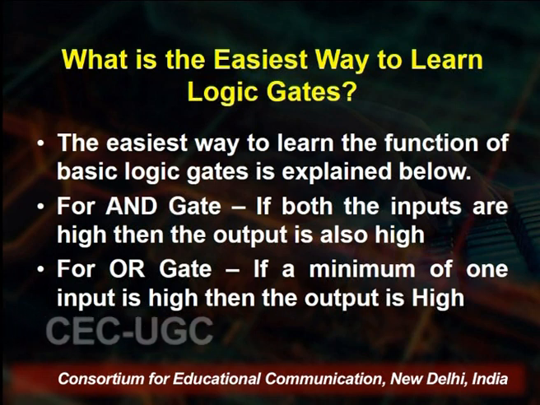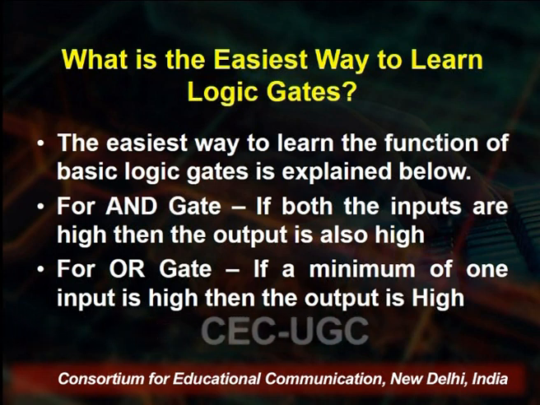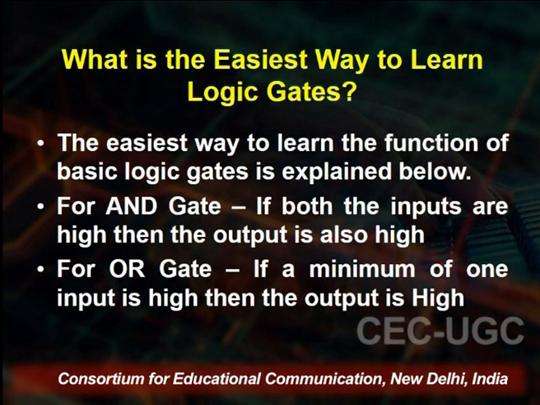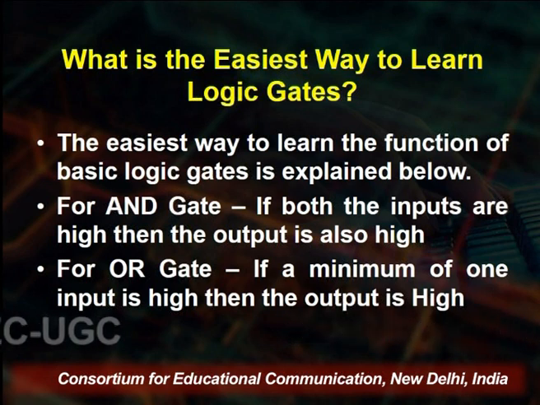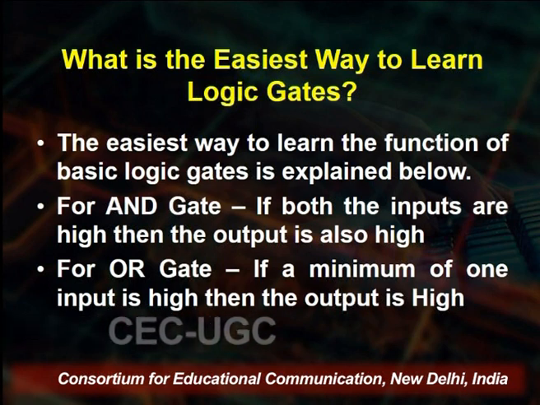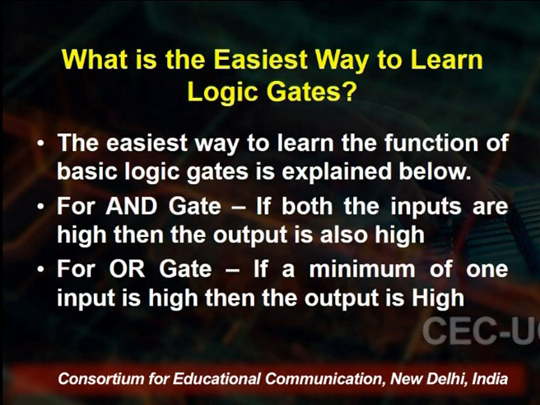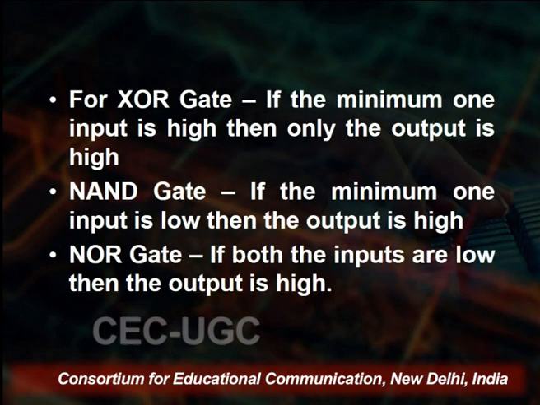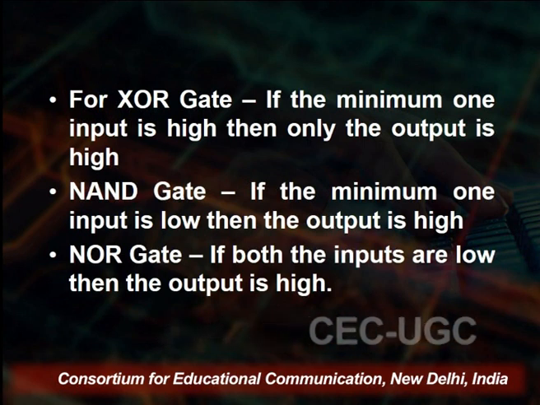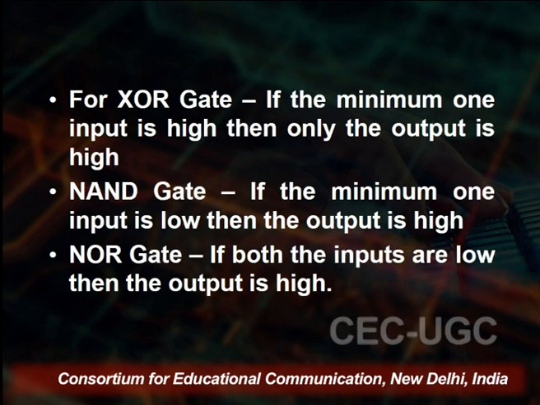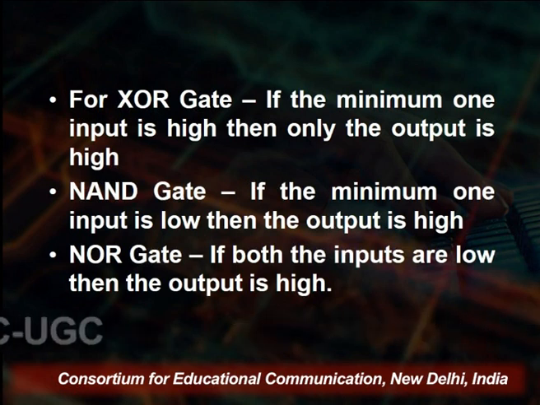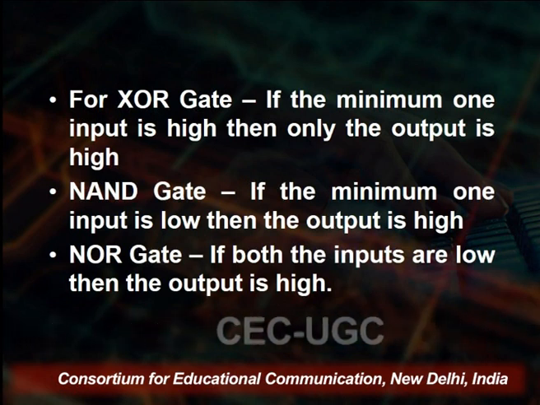There are some fundamental points which can easily demonstrate the gates. For the AND gate, if both the inputs are high, then the output will be high. For the OR gate, when at least one input is high, the output will be high. In other words, for the XOR gate, if only one input is high, then the output is high.